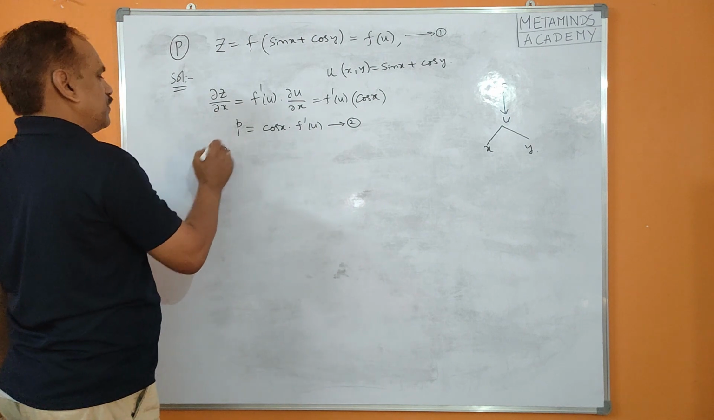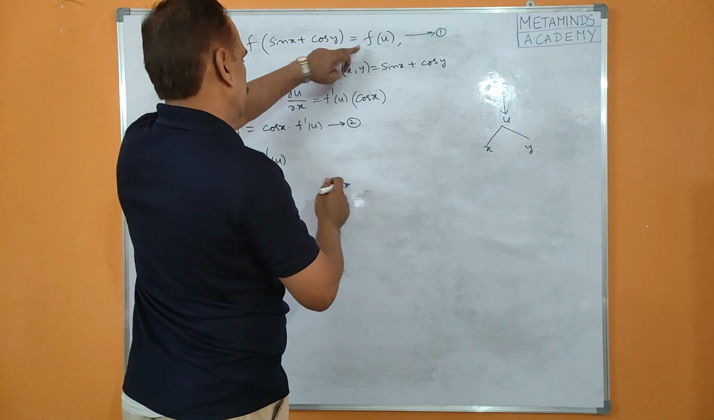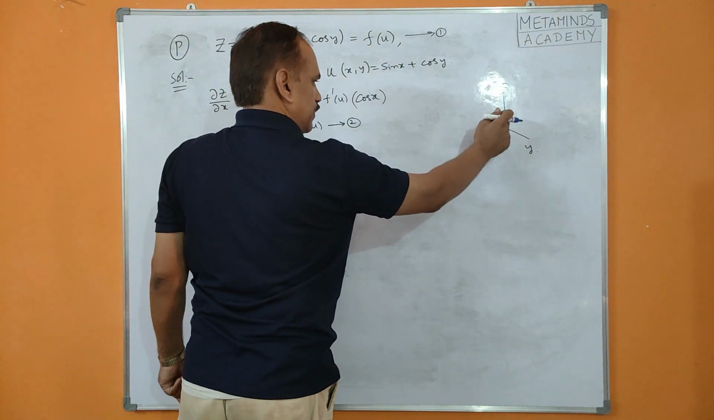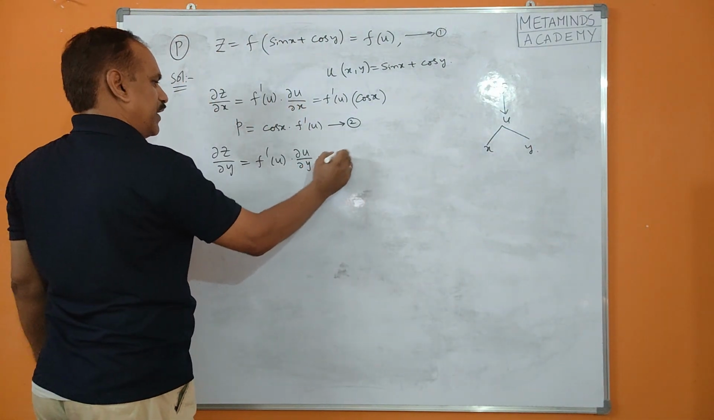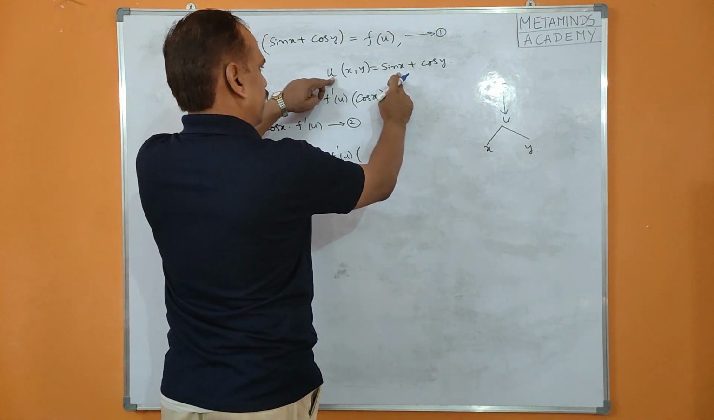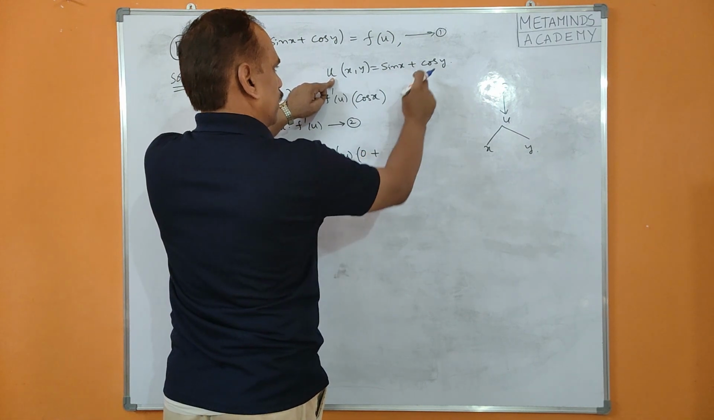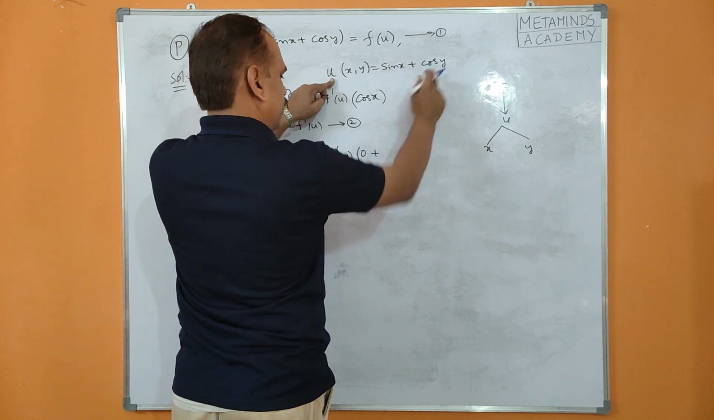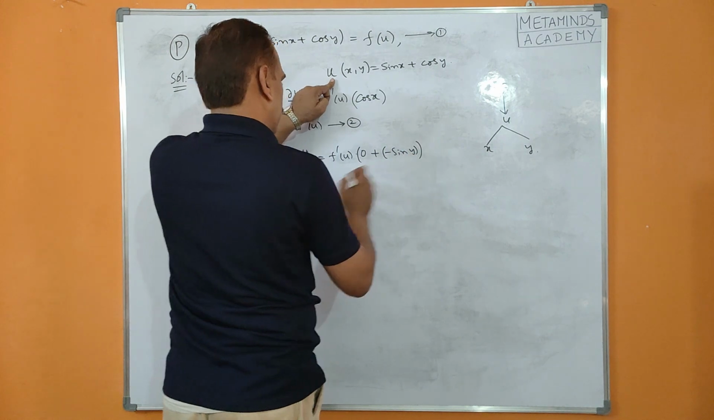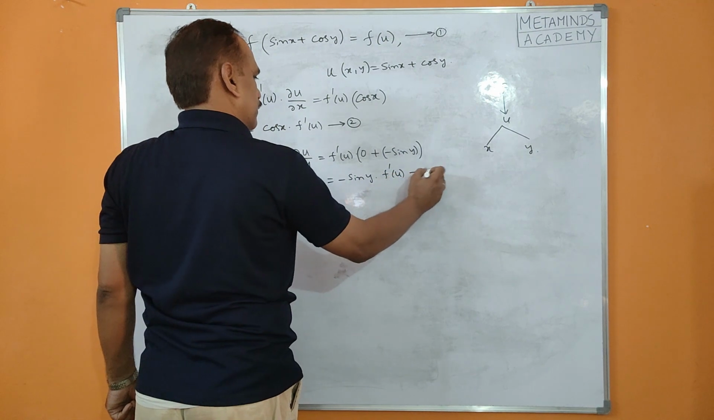And differentiate equation 1 with respect to y, we have f dash u into dou u by dou y. What is dou u by dou y? Differentiate u with respect to y. There is no y in sin x, 0. You have y here. Derivative of cos y is minus sin y. So it is minus sin y into f dash u.